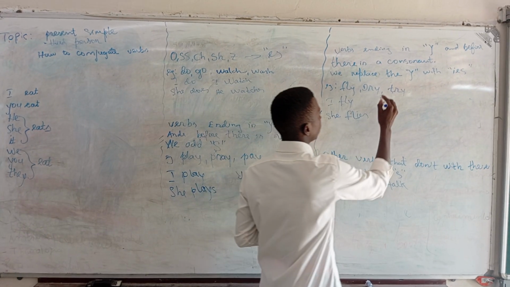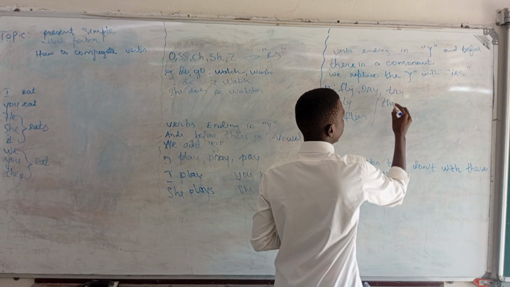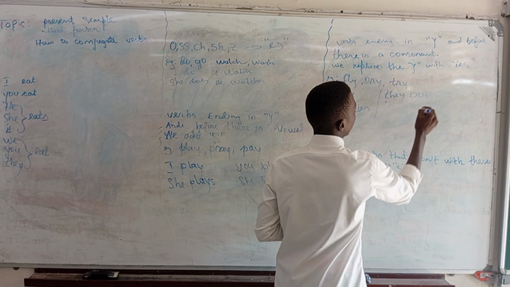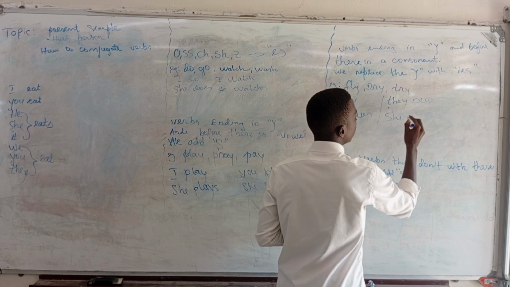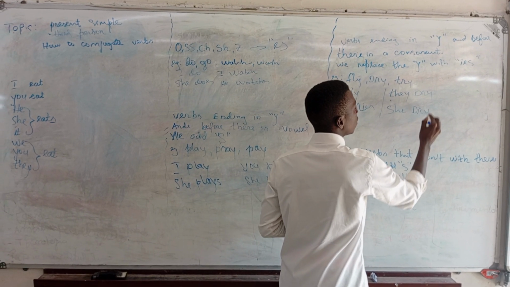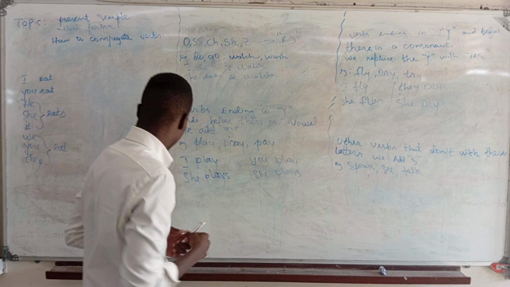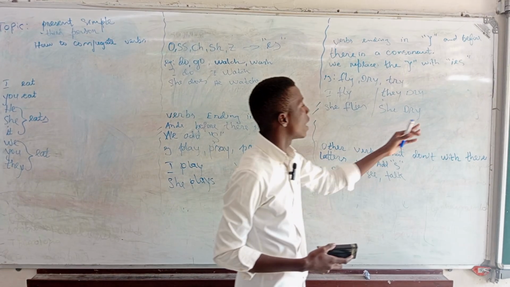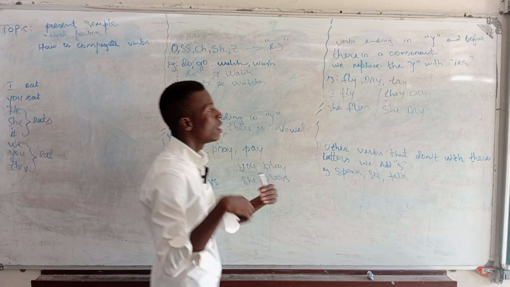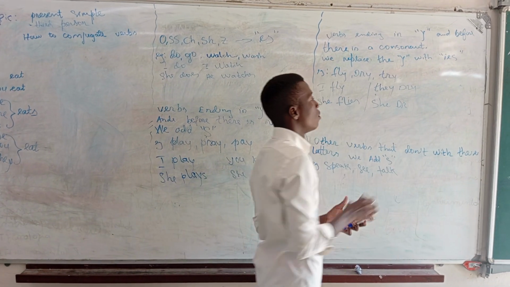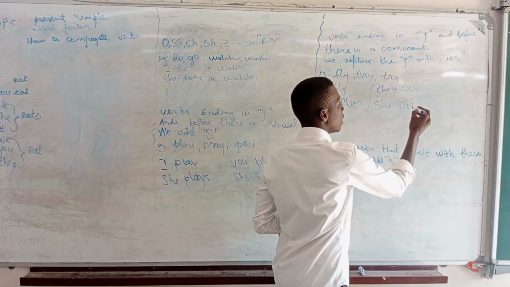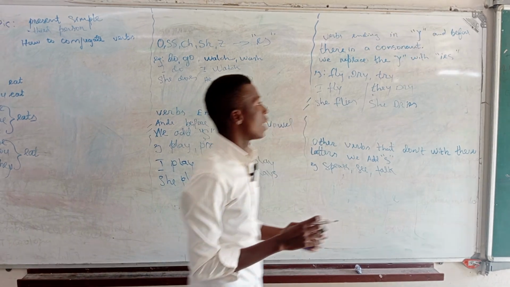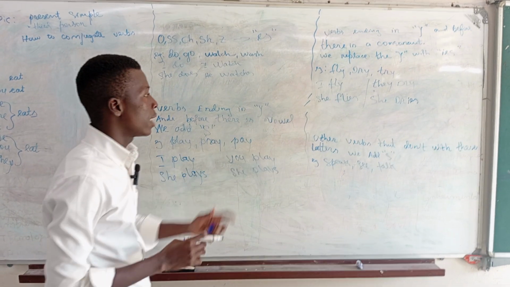Another example is the verb to dry. They dry. I can't say she dry. Why? Because of the third person. What does the rule say? When the verb ends with y and before the y we have a consonant, we will have to replace y with ies, and it reads she dries. This is the way we are going to conjugate this verb.